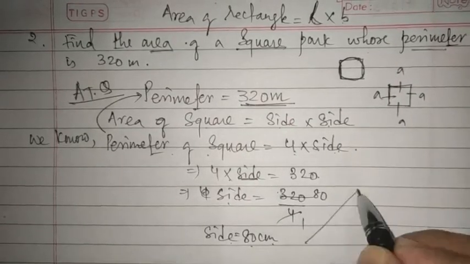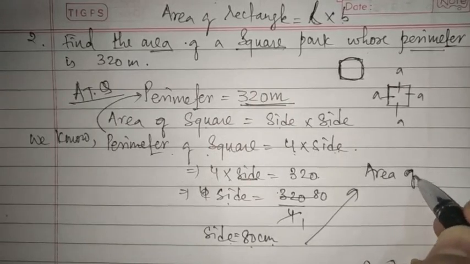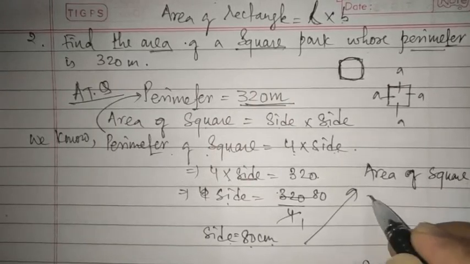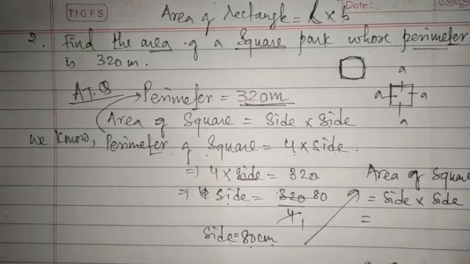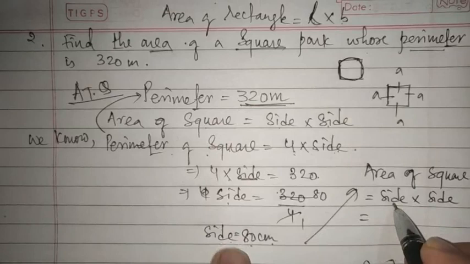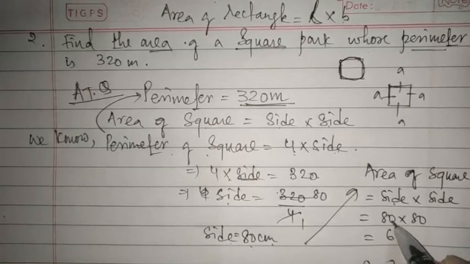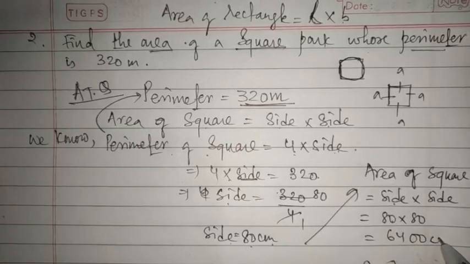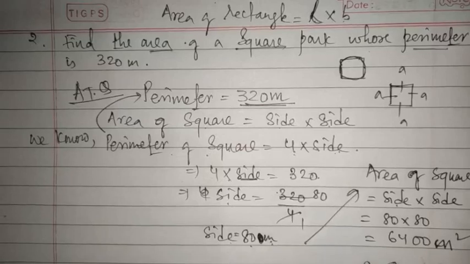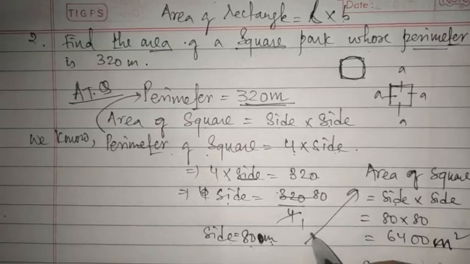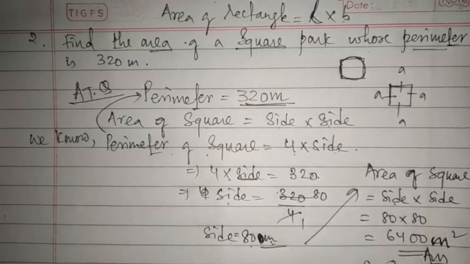Now what do you have to find? I am writing here, area. Area of square. Area of square formula you know, side into side, or you may write length square. So what side did you find? 80. So 80 into 80 is 64, how many zeros? 1, 2. So 0, 0. Meter square. Sorry, meter, right? So it is meter given, so we will write meter. If suppose centimeter is given, you will put centimeter. Over here it is 80 meter and your area is 6400 meter square.